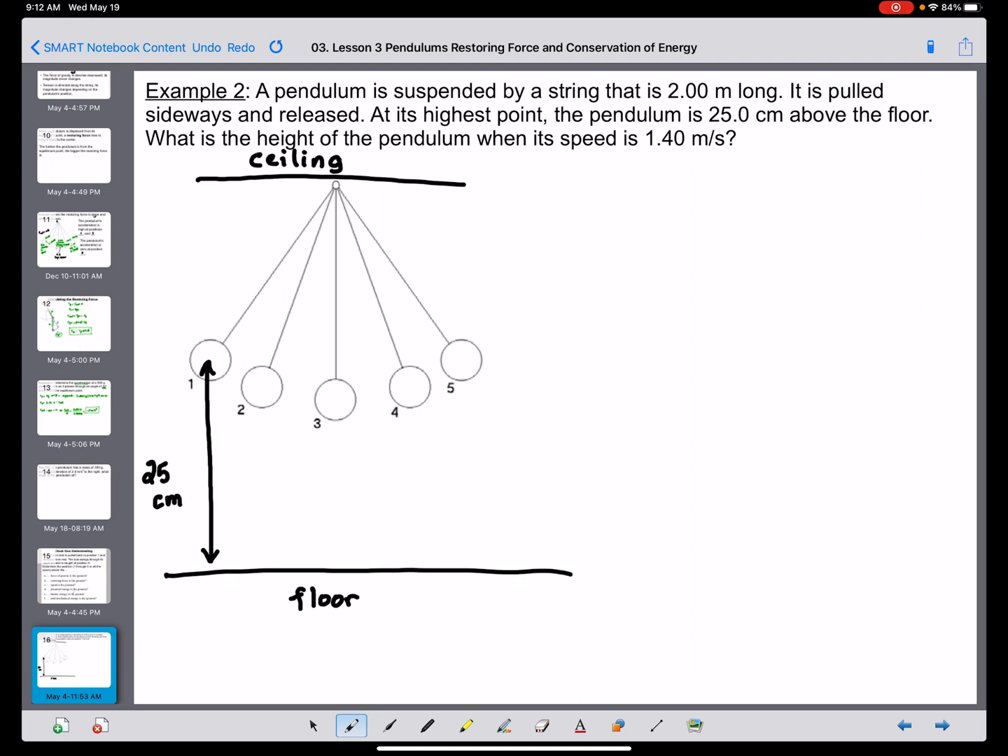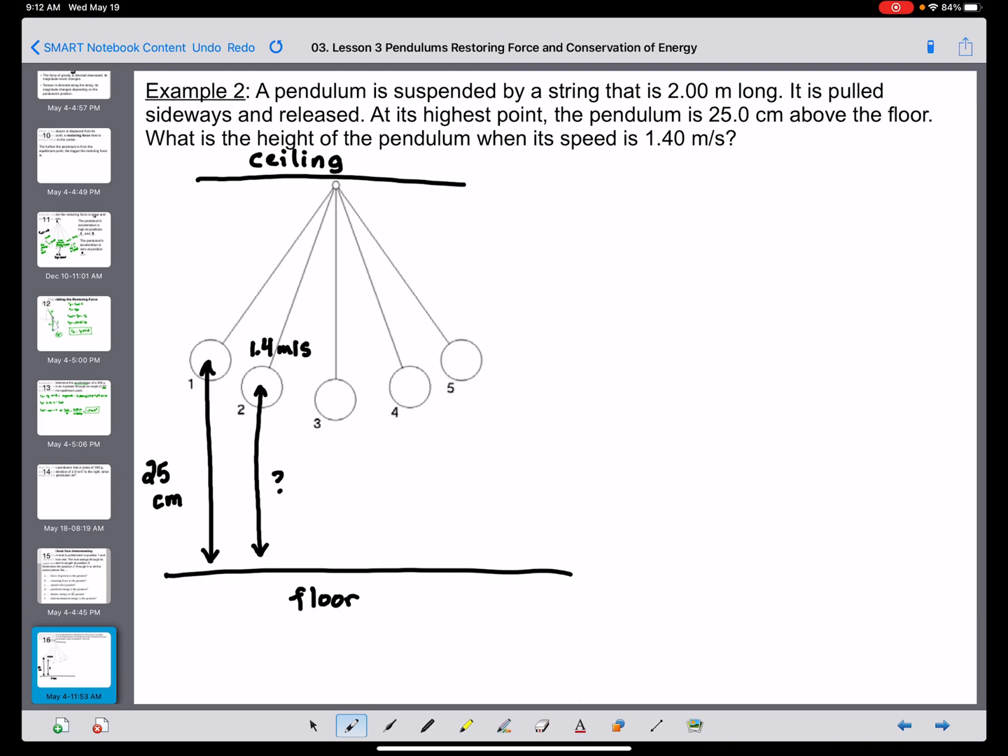And then it says, what is the height of the pendulum when its speed is 1.4 meters per second? So we don't know whether the speed is 1.4 at position 2 or position 3 or somewhere in between the two positions. It actually doesn't really matter. We're just going to pick one of them and use that. So let's use position 2. So we're just going to say that at position 2, we know that the speed is 1.4 meters per second, and we want to find the height there.